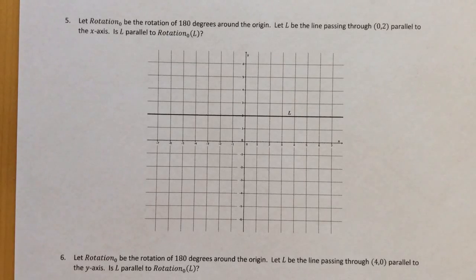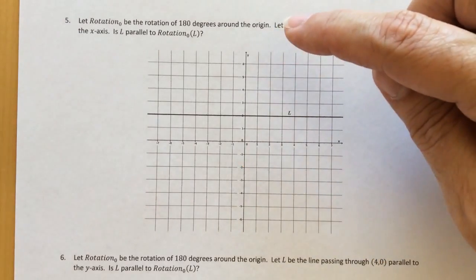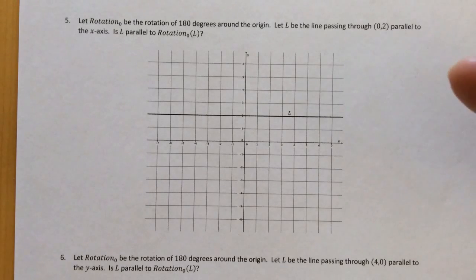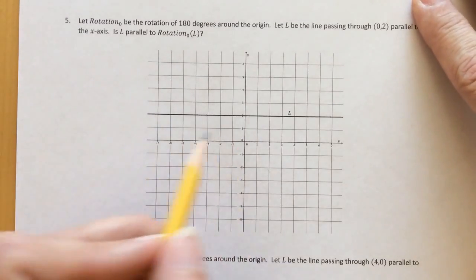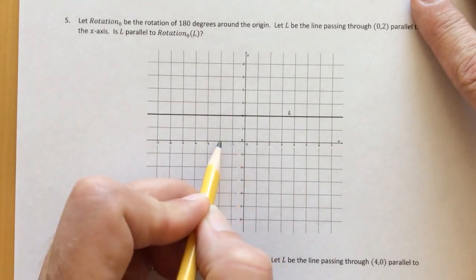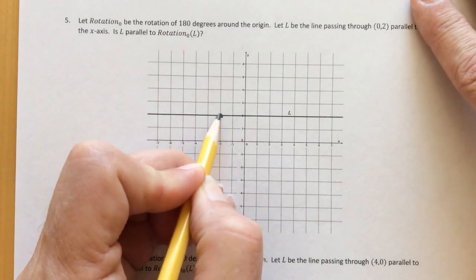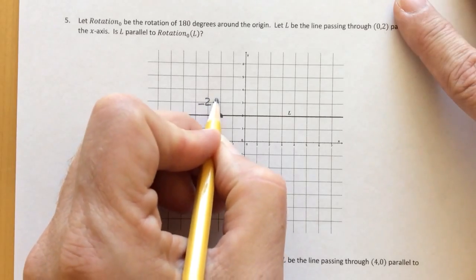Okay, so in each of these exercises 5 through 9, you should have found that the rotated line, when it's rotated around the origin 180 degrees, the rotated line is parallel to the original line. So let's look at how we can show that. There's different ways. There's not just one right way to do this, but I'm going to pick a point on this line L. It's going through the point 0, 2, but I'm going to pick this point -2, +2, this point here.